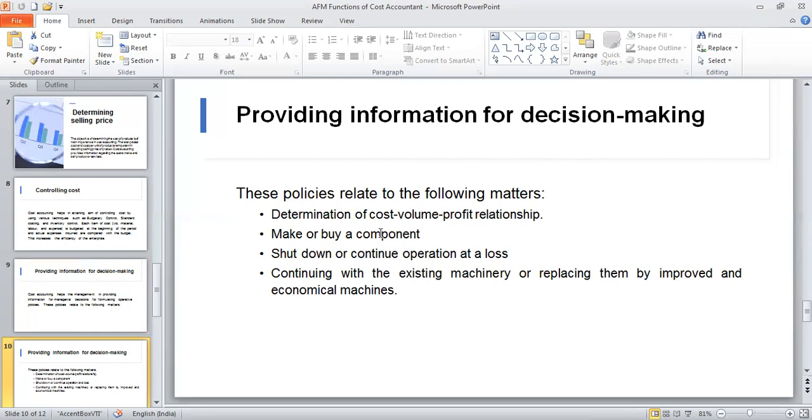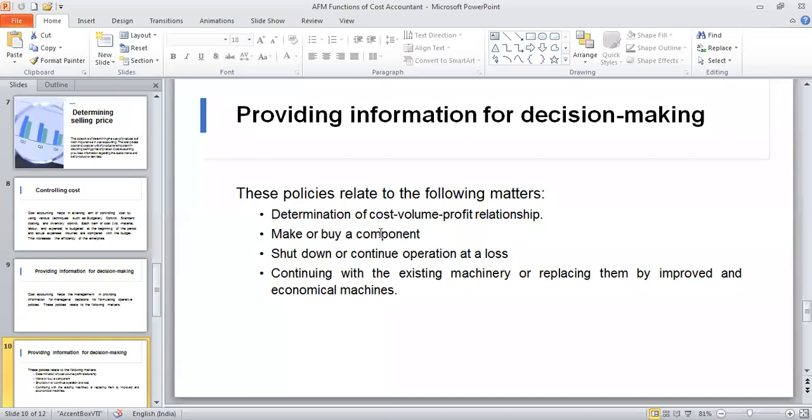These are the policies generally they will take. First one is in determination of cost volume profit analysis. What does it mean? In short, we may call it a CVP analysis. At a given price of the product, or to achieve a desired level of profit, how many units we have to sell? And how much price we have to fix to achieve our targeted sales?